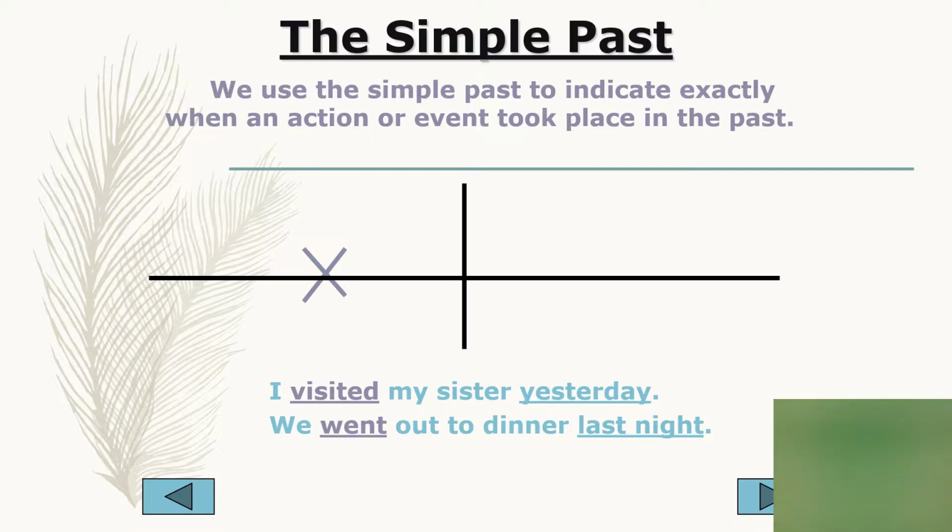The first one says, I visited my sister yesterday. So visit plus ed, it means that this verb is a regular verb. We went out to dinner last night. We went. Went is the past tense of verb go. So here we have an irregular verb. We need to pay attention to regular verbs which end with ed, and irregular verbs which just change.